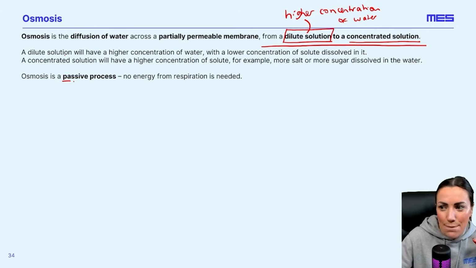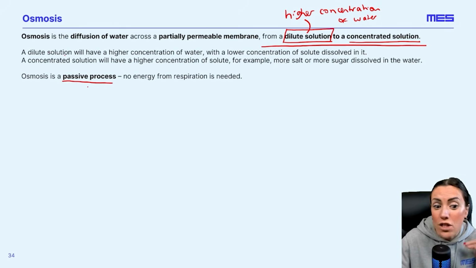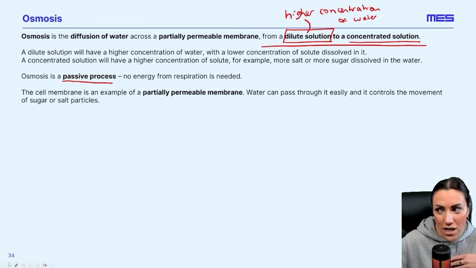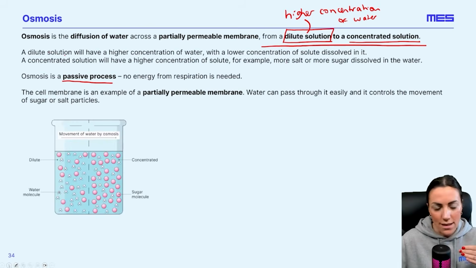Now, osmosis is a passive process because it is a type of diffusion, and diffusion is passive, so it does not require energy from respiration. The cell membrane is going to be our partially permeable membrane. Now, it's partially permeable. It only lets some substances through and not others, but water can pass through the cell membrane. However, it can control the entry of sugar or salts. Osmosis is not the movement of sugar or salt. Osmosis is simply the diffusion of water from a dilute to a concentrated solution.